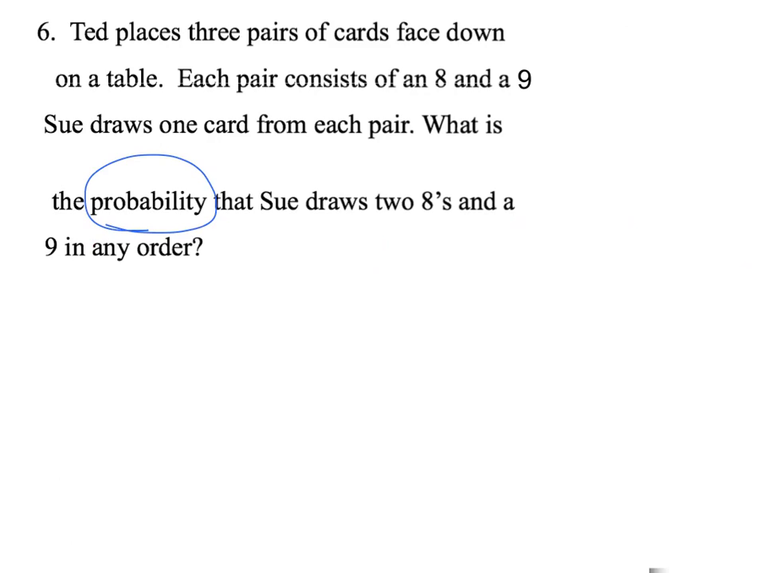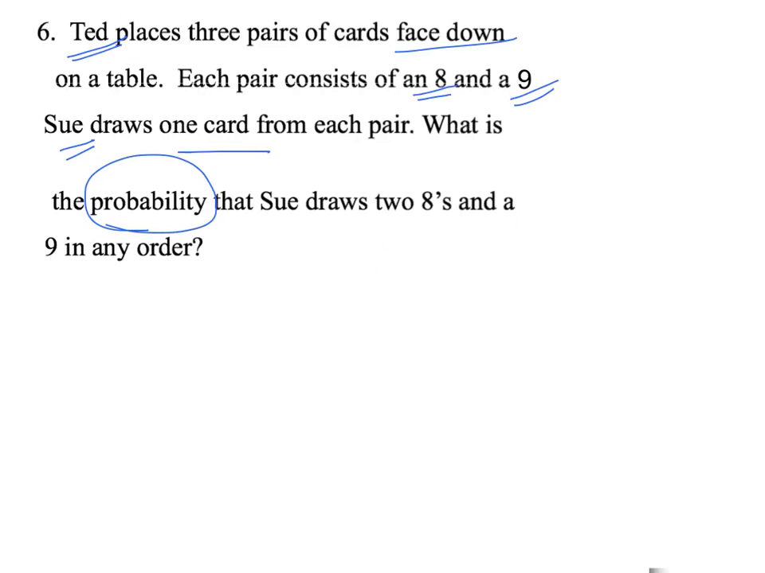What is the probability? All right, so what's happening in our scenario for probability? We have a boy placing 3 pairs of cards face down, and those cards have a number 8 on them or a number 9 on them. And then we have a girl that draws 1 card from each pair. So that's the event, we call it.